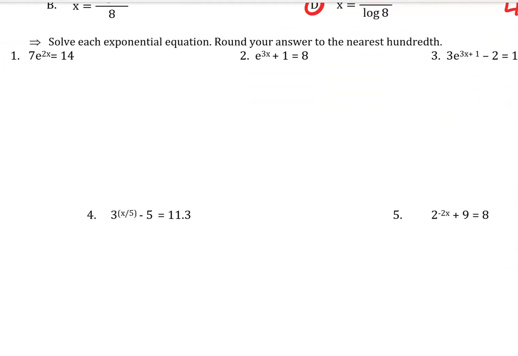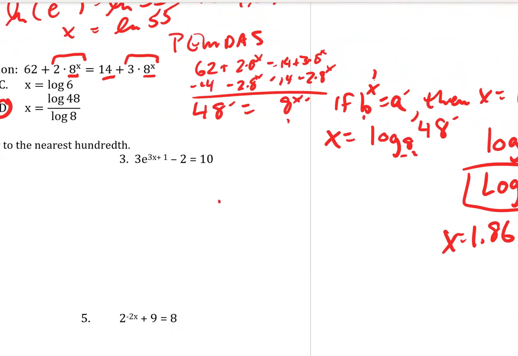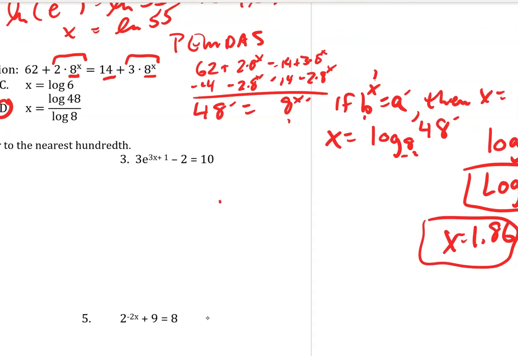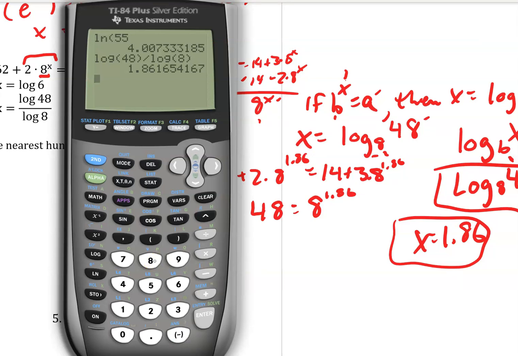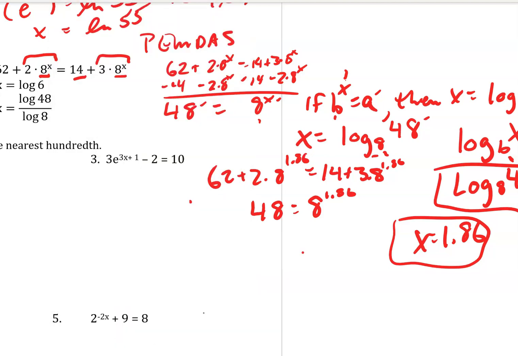Solving each exponential equation. But, by the way, if you do want to check your work, this is the number that you'll use to plug in for x. So we would have 62 plus 2 times 8 to the 1.86 should equal 14 plus 3 times 8 to the 1.86. So again, if you subtract, you'd have 48 equals 8 to the 1.86. We can try that out in our calculator. That's a pretty quick problem to check. So we will do 8 raised to the power 1.86. Pretty darn close to 48. All the rest is rounding error.